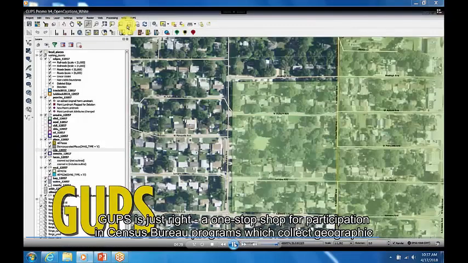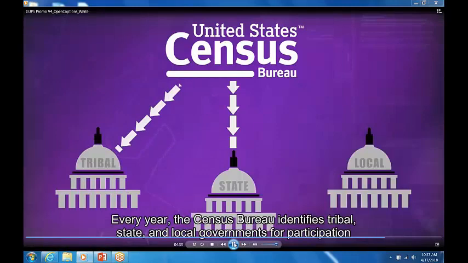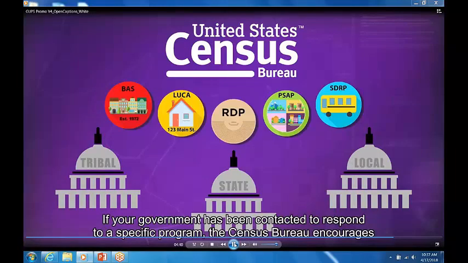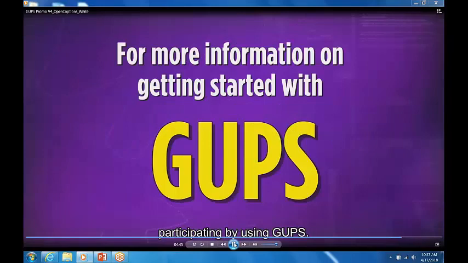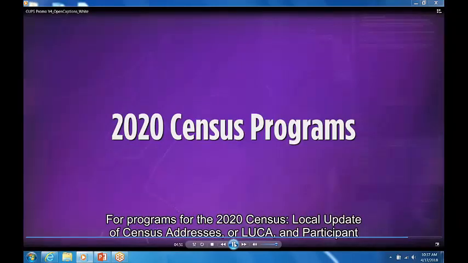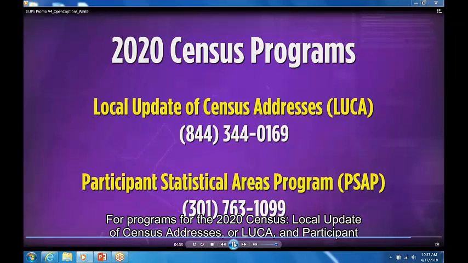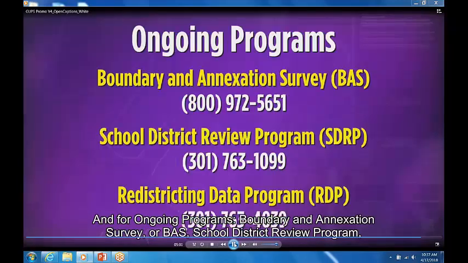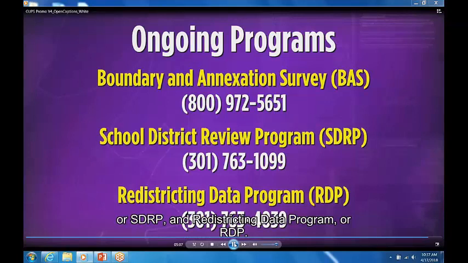Every year, the Census Bureau identifies tribal, state, and local governments for participation in different census programs for collecting geographic data. If your government has been contacted to respond to a specific program, the Census Bureau encourages participating by using GUPS. Please see the following information about getting started with GUPS. For programs for the 2020 census, Local Update of Census Addresses, or LUCA, and Participant Statistical Areas Program, or PSAP. And for ongoing programs, Boundary and Annexation Survey, or BAS, School District Review Program, or SDRP, and Redistricting Data Program, or RDP.